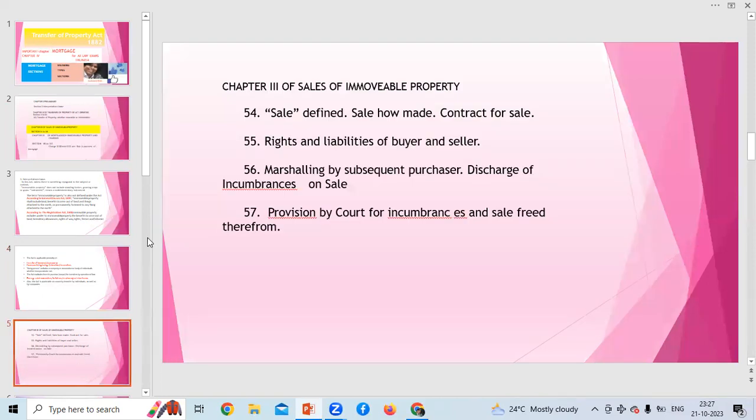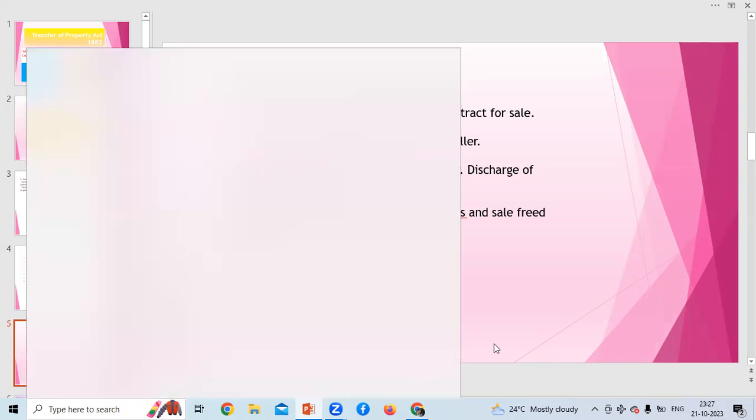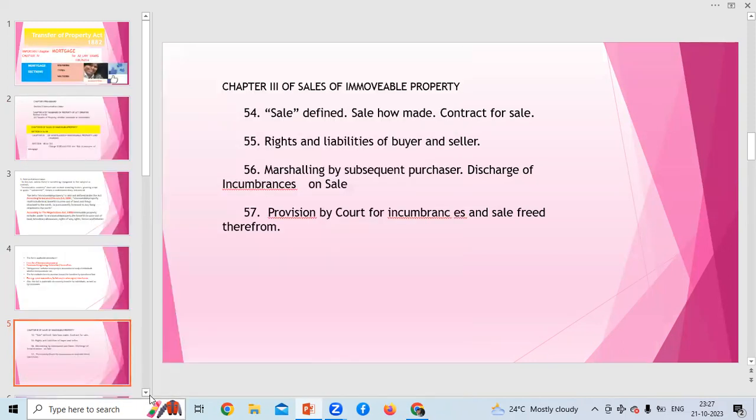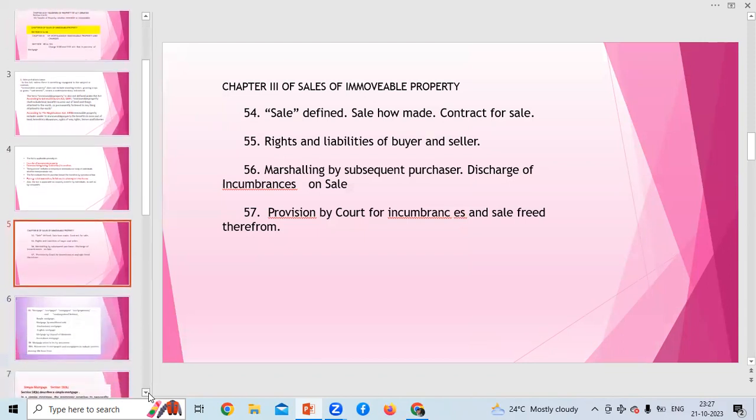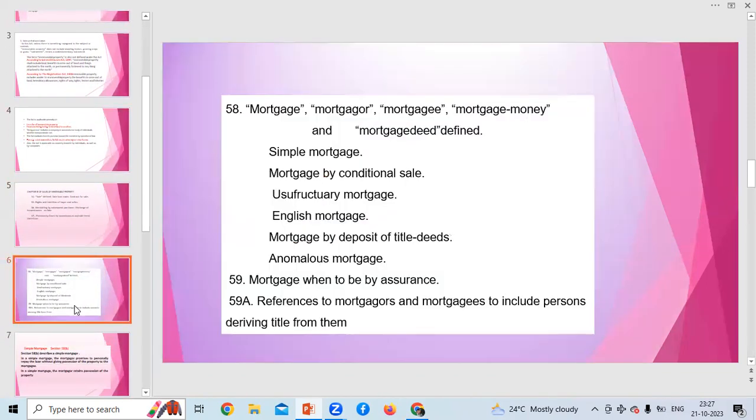Chapter 3 is on sales of immovable property. Tomorrow when we finish this, we'll go for that chapter. So first we'll go for mortgages. Section 58 is talking about mortgage. Mortgagor, please note the mortgage spelling, M-O-R-T-G-A-G-O-R. Please don't make a mistake about this.